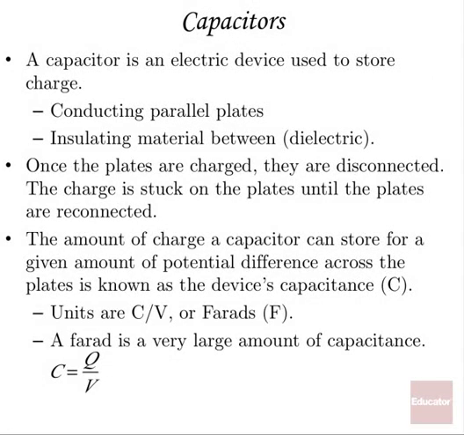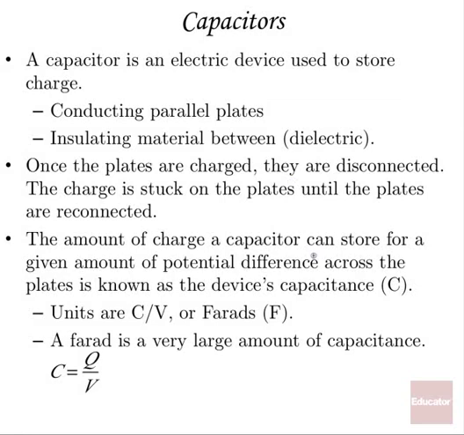All right, a capacitor is an electrical device used to store charge. It consists of two conducting plates separated by some sort of insulator. That insulator could be air, it could be vacuum, it could be paper, it could be jello. Anything that's an insulator you could put in between the plates and you would still have a capacitor. Now once the plates are charged, they're disconnected. The charge is then stuck on the plates until the plates are reconnected. So if you put a charge on each plate, you create an electric field between the plates. Disconnect them, the charge is stuck there. You've got all that energy that's stored in the electric field.